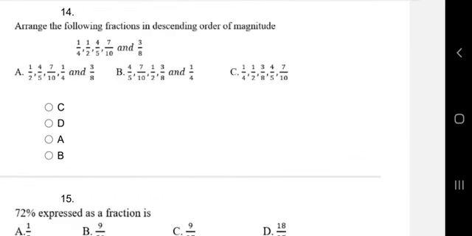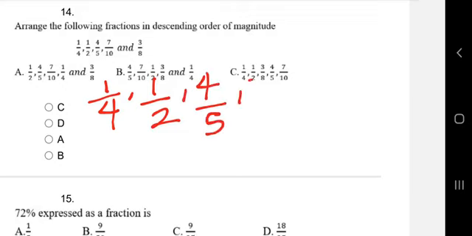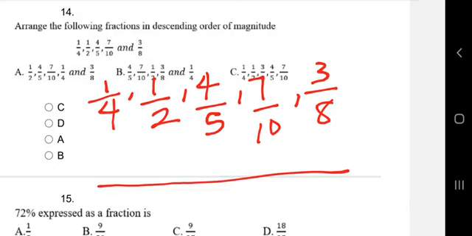All right, so question 14. Arrange the following fractions in descending order of magnitude. In descending order of magnitude. So we're going to do it the same way. So we're going to have 1 over 4, 1 over 2, 4 over 5, 7 over 10, and then 3 over 8. So we're going to find the LCM of all the denominators here.